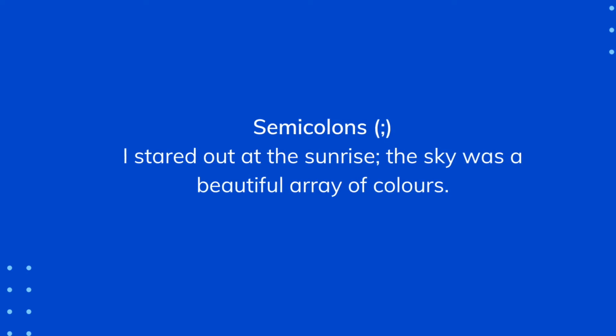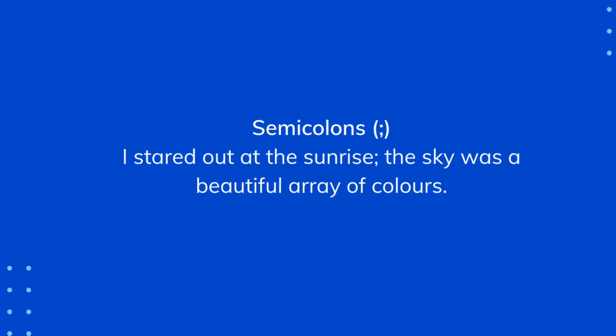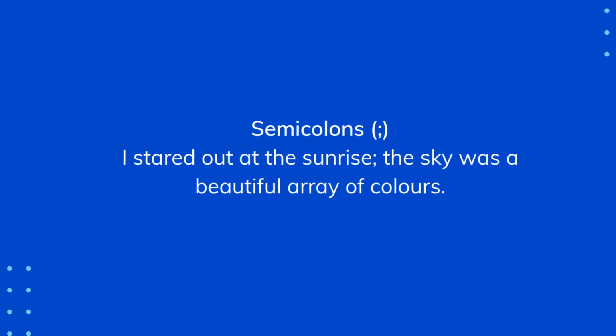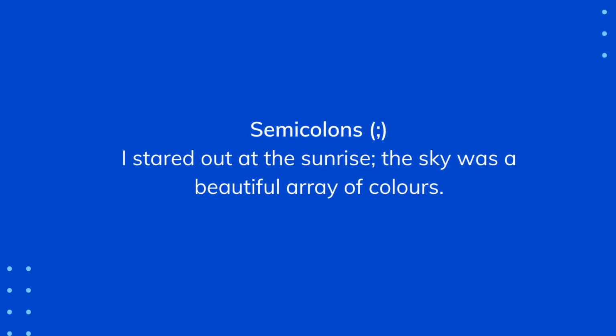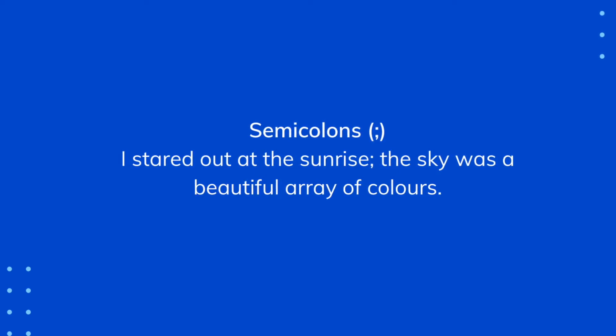Semicolons are used between two independent clauses which are not joined by connecting words, such as and, but, or yet, which would require a comma, but which are thought to be too closely related to be two separate sentences. For example, I stared out at the sunrise; the sky was a beautiful array of colours.